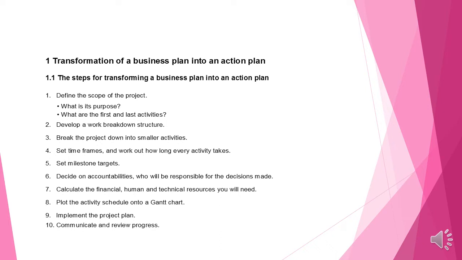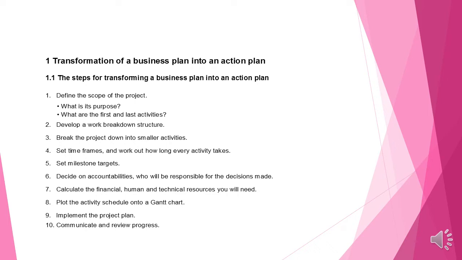Then decide on accountabilities. Who will be responsible for the decisions made? Who will be responsible for the decisions that are going to be made? And then accountabilities. Who's going to be accountable for this decision? Who will be responsible for this one? Who will be responsible for that one? They must all know what is expected of them.